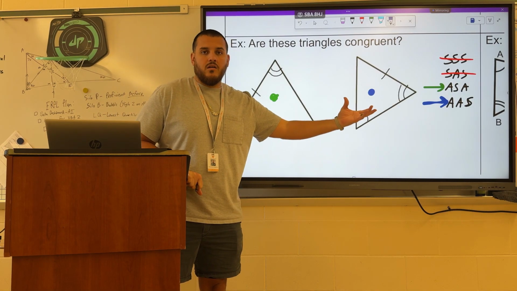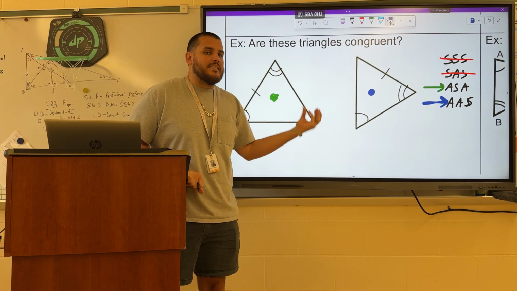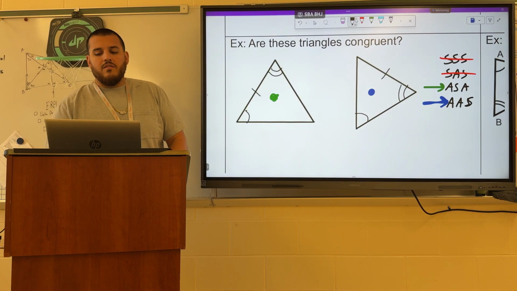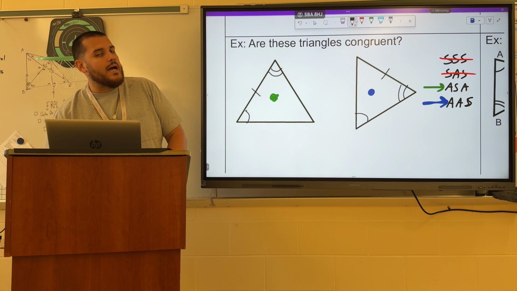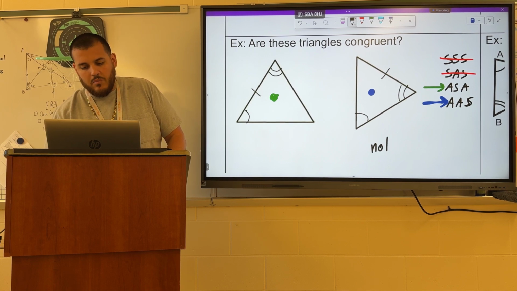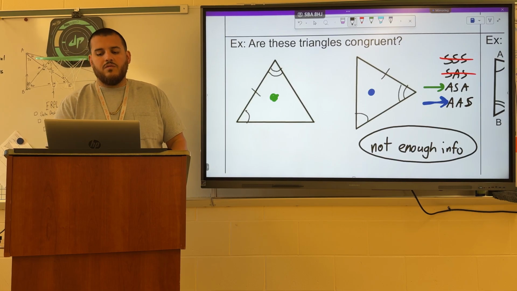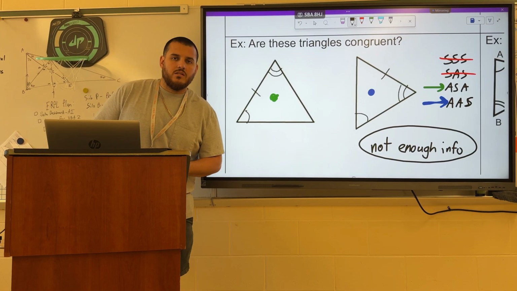Angle, side is a congruency theorem, but these are not the same congruency theorem. Therefore, we cannot conclude that these triangles are congruent to each other. And typically, the correct response for that would just be, not enough information to prove that these triangles are congruent.